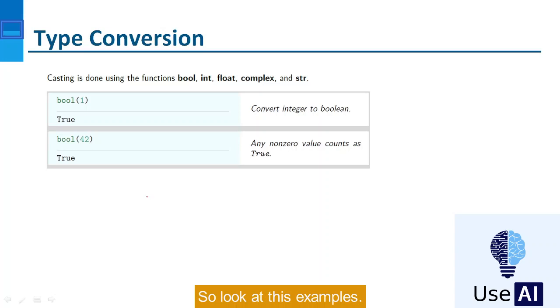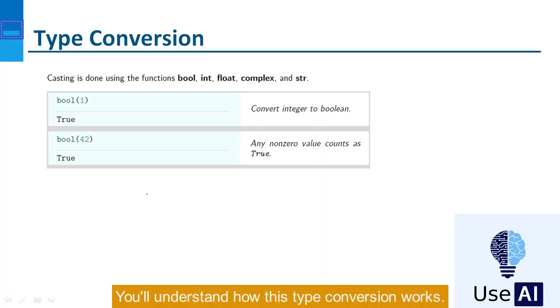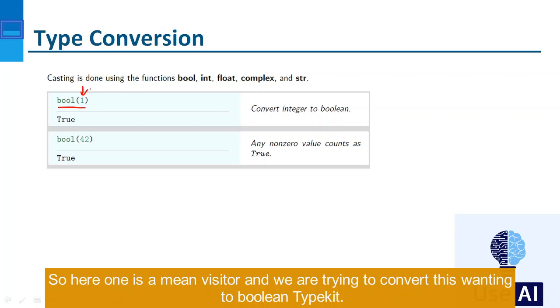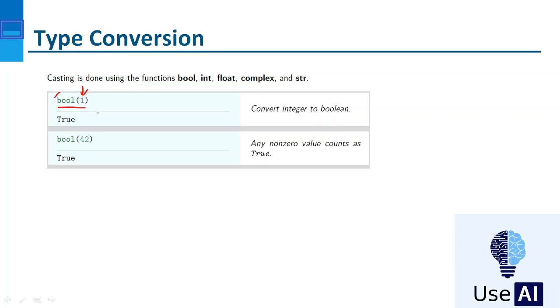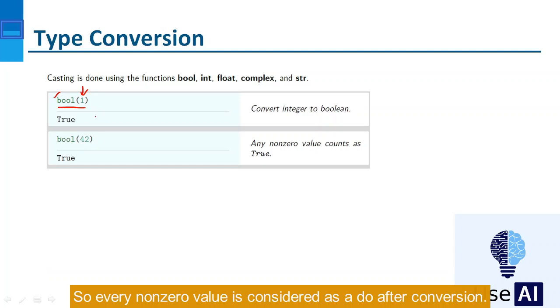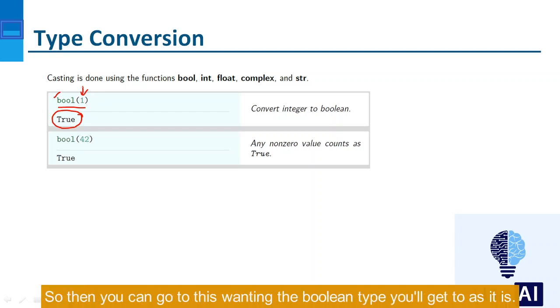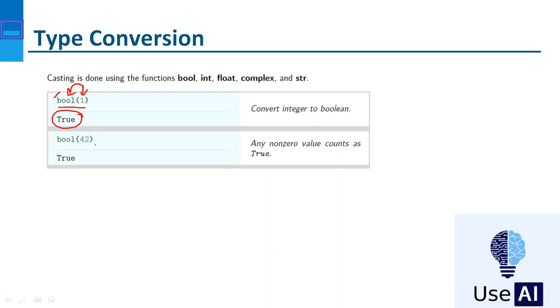So look at these examples. You will understand how this type conversion works. For example, boolean of 1. Here 1 is an integer and we are trying to convert this 1 into boolean type. Every non-zero value is considered as true. After conversion, you can see 1 is a non-zero value. So when you convert this 1 into boolean type, you will get true as the result.